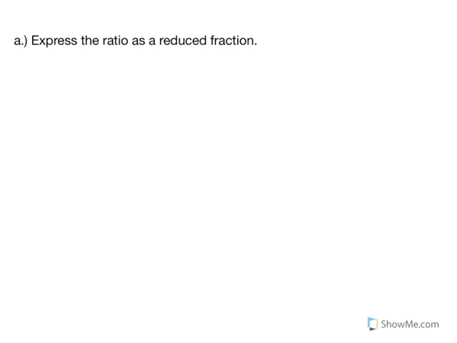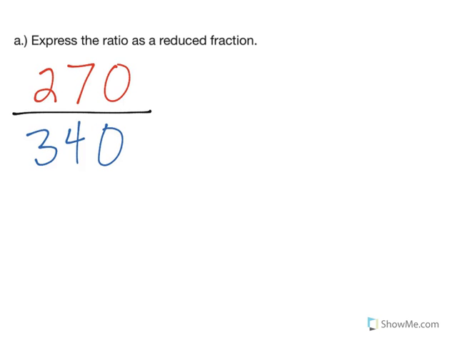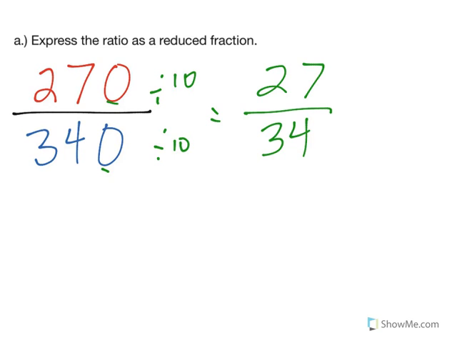Okay, so first, express the ratio as a reduced fraction. So we started with 270 strawberries compared to 340 blueberries. And yes, I did those colors on purpose. Now, to do a reduced fraction, this is nice. They both end in a 0. So, if you divide by 10 right off the bat, you have 27 over 34.